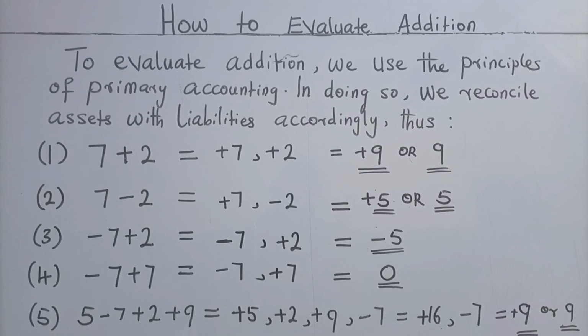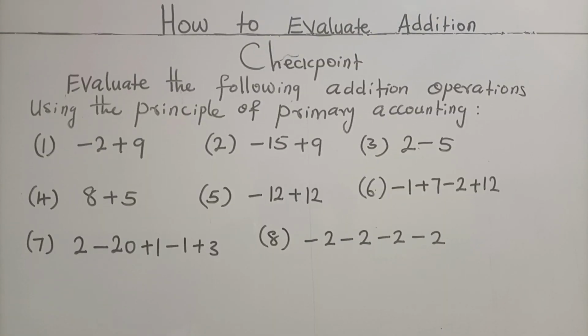Now try out the following exercise. That is, let's go for a checkpoint. The exercise says evaluate the following addition operations using the principle of primary accounting. Number 1, minus 2 plus 9. Number 2, minus 15 plus 9. Number 3, 2 minus 5. Number 4, 8 plus 5. Number 5, minus 12 plus 12.